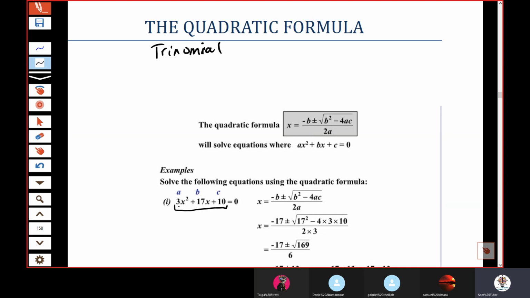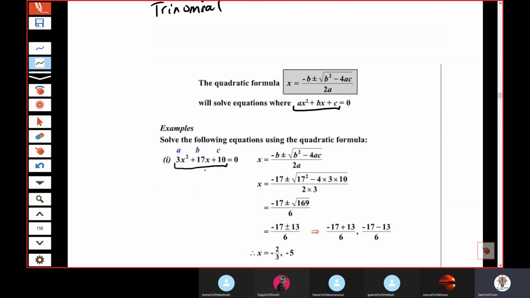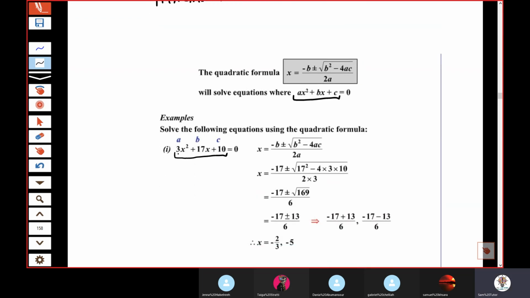Easy. A is the number in front of x squared because it's always going to look like this. B is the number in front of x, and then C is the number by itself. So in this case, what does A equal? 3. What does B equal? And then C is... now look at the quadratic formula.